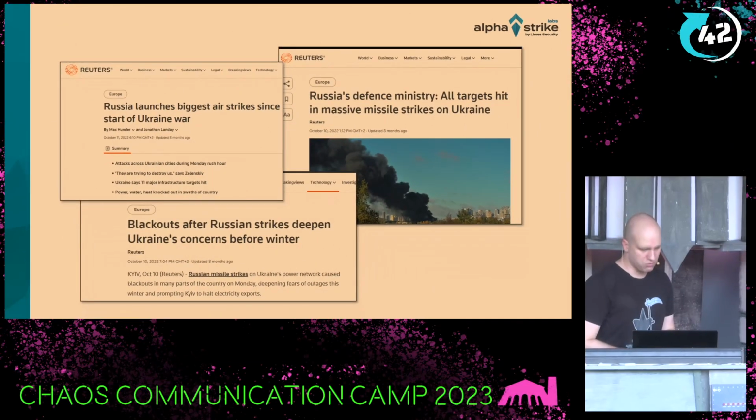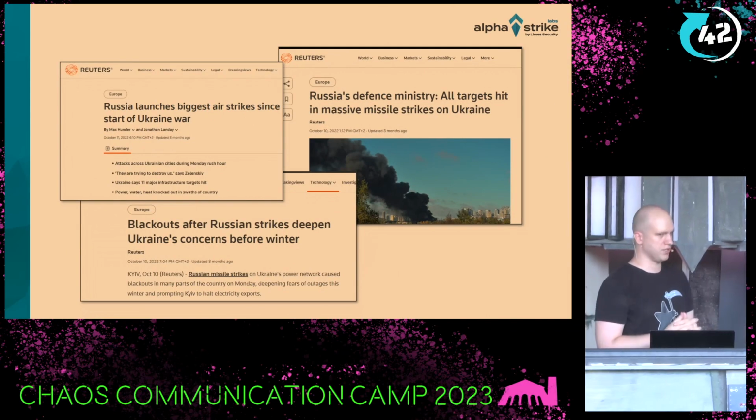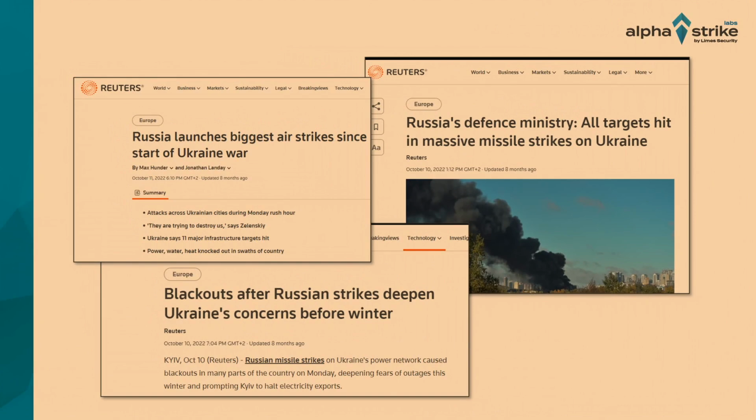And as you can remember, we know that especially in October 2022, this was the first big attack of the Russians against the critical infrastructure of the Ukraine. A lot of reports, also from Reuters, have shown this was the first well-known Russian attack against the critical infrastructure.